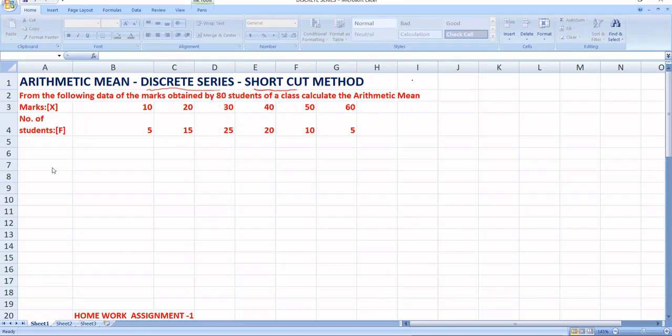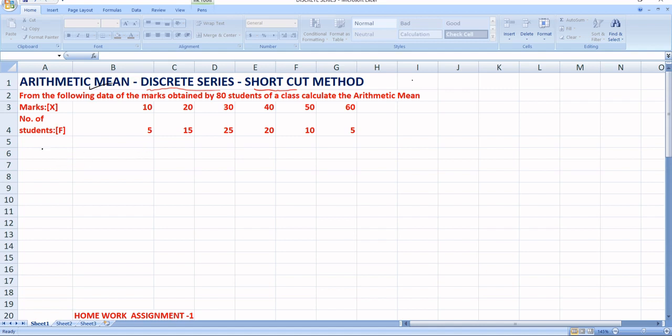Hello students, in the previous video we learned the direct method of discrete series arithmetic mean. In this video we are going to learn the shortcut method of discrete series to find out arithmetic mean. And my dear students, let me make you remember the formula of discrete series in direct method.